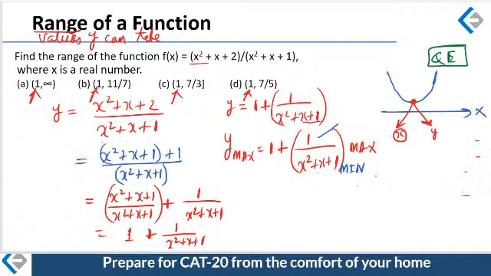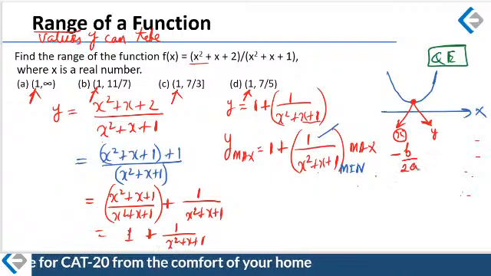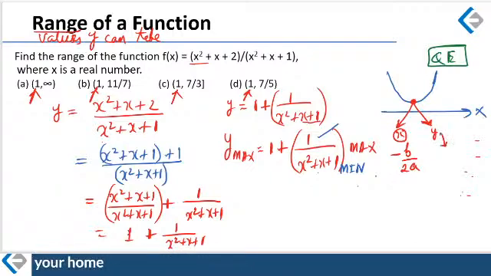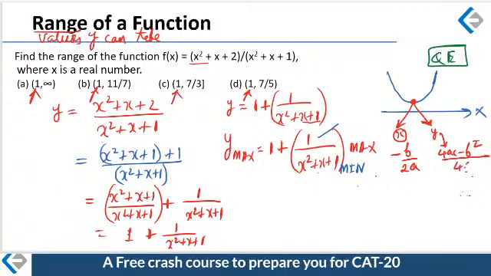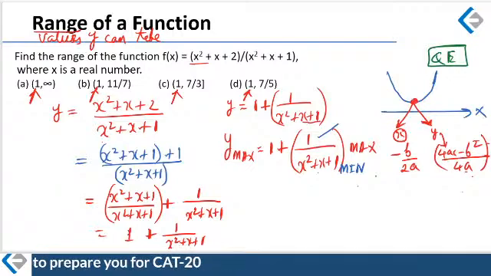What is the x coordinate? The x coordinate is nothing but minus b divided by 2a. What is the y coordinate? The y coordinate is nothing but 4ac minus b square divided by 4a. We talked about this. Now this is what I'm interested in. This is the minimum value, because this is the bottommost point. The bottommost point is nothing but the minimum.